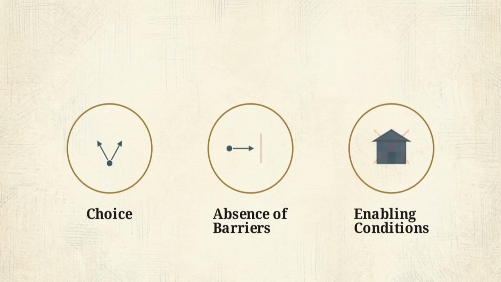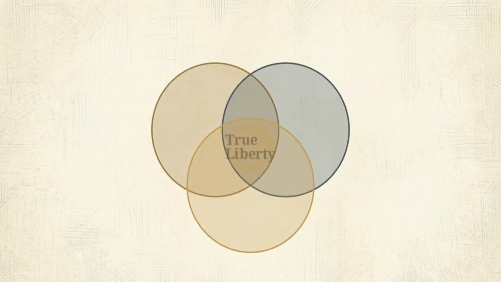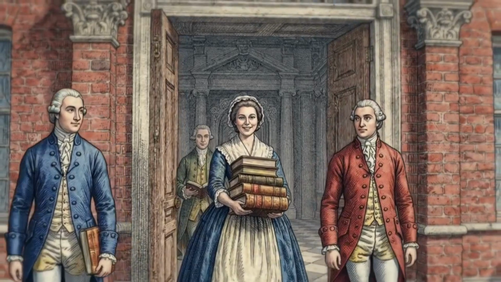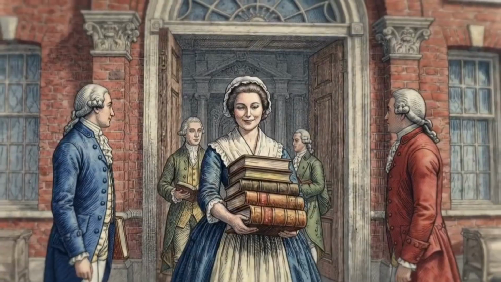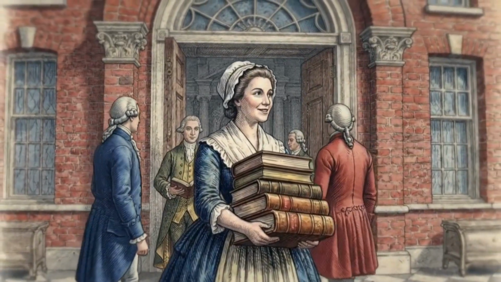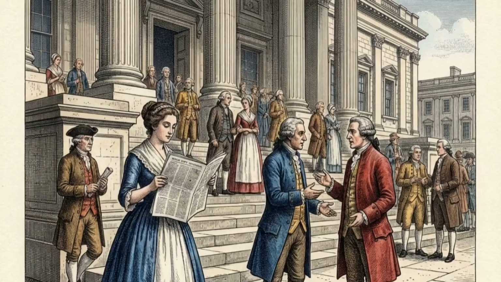These examples show that genuine liberty combines three specific aspects: the ability to choose, the absence of barriers, and the presence of enabling conditions. True liberty exists at the exact intersection of these factors. It is the actualized capacity to exercise rights rather than mere legal acknowledgement. This capacity functions across three specific domains.